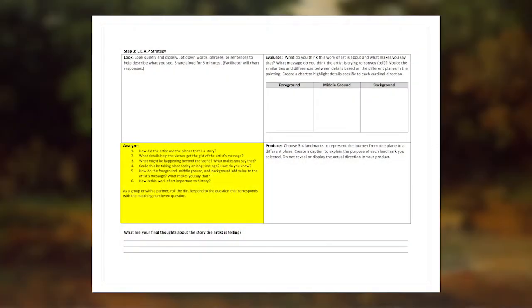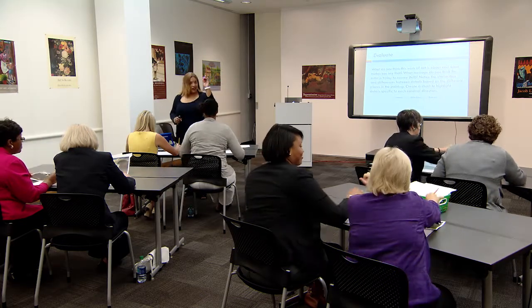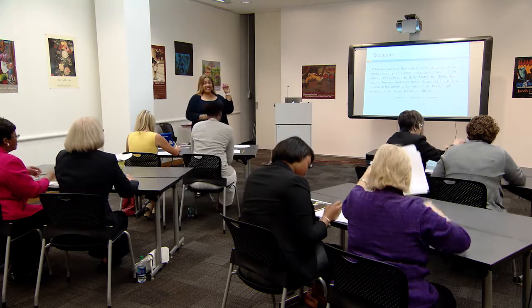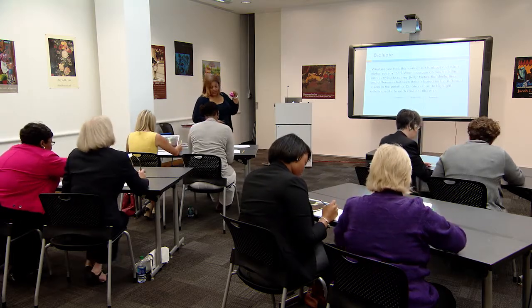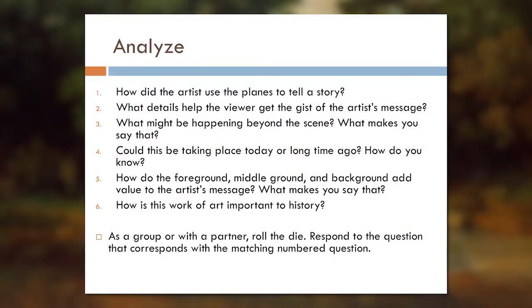So we're going to move to the third quadrant, which is Analyze. Inside of your baskets, you have a die. You're going to use the die. You have 6 numbered questions under the Analyze. You're either going to talk about how did the artist use the planes to tell a story, what details help the viewer get the gist of the artist's message, what might be happening beyond the scene, what makes you say that. Could this be taking place today, or was it happening a long time ago? What makes you say that?